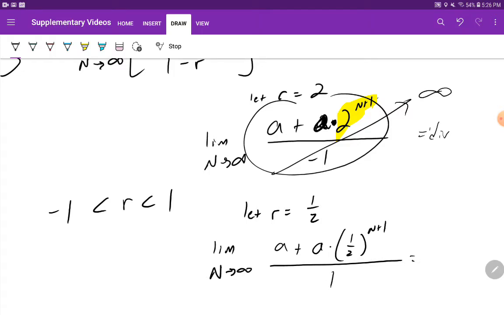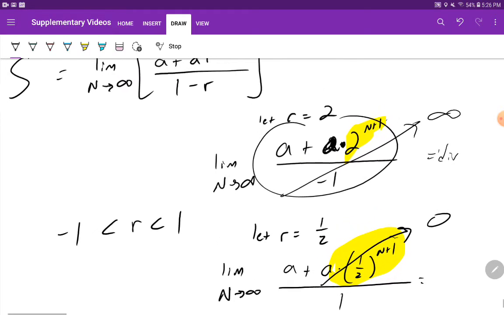And if I let this now go to infinity, well, what happens when a fraction is being raised to a really, really big number? What do you guys think? It's going to go to 0, right? Meaning this whole thing goes to 0. That second term on the numerator, it just goes away.